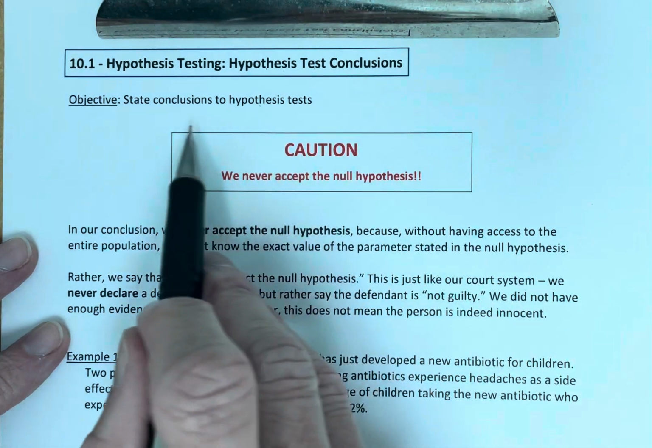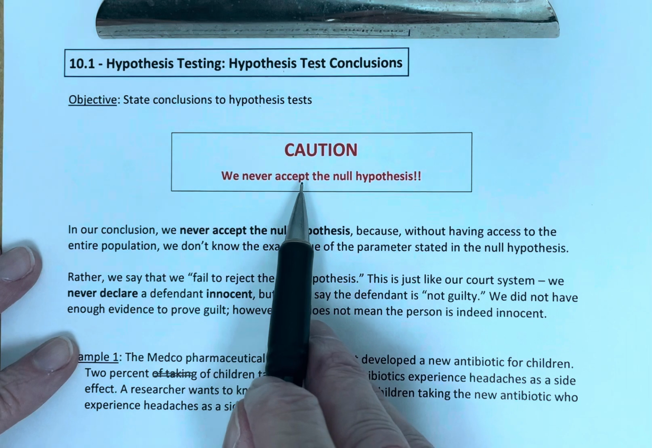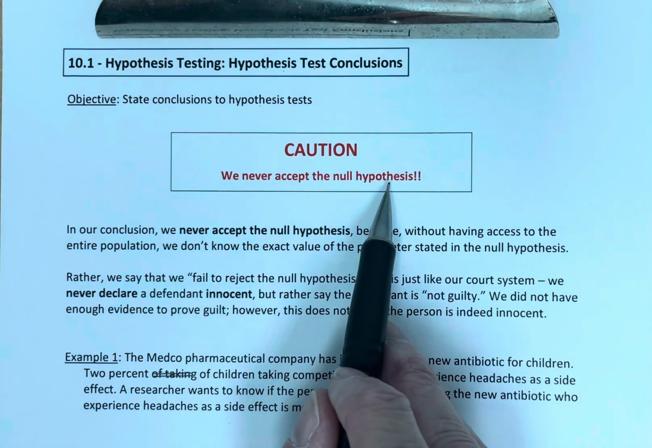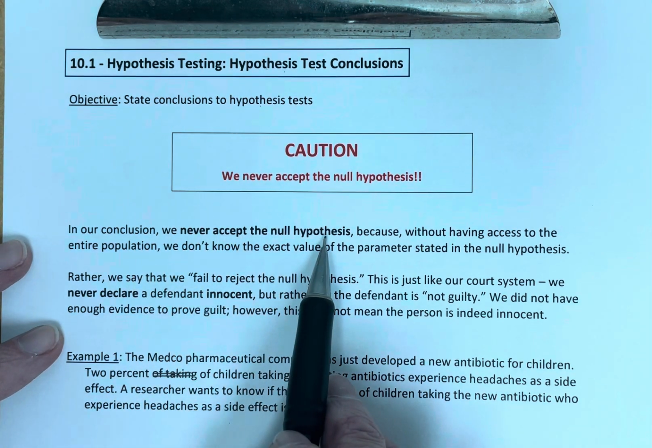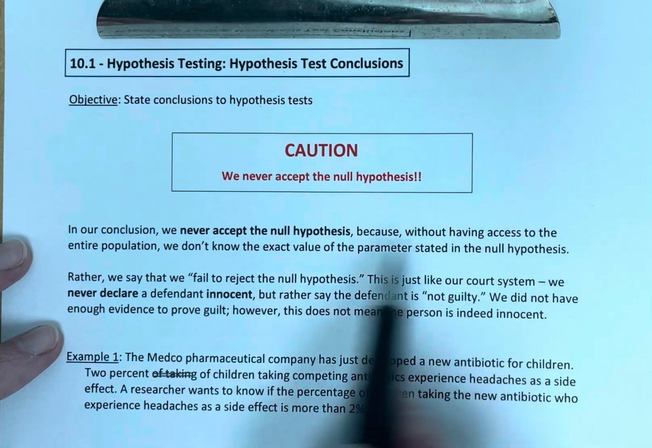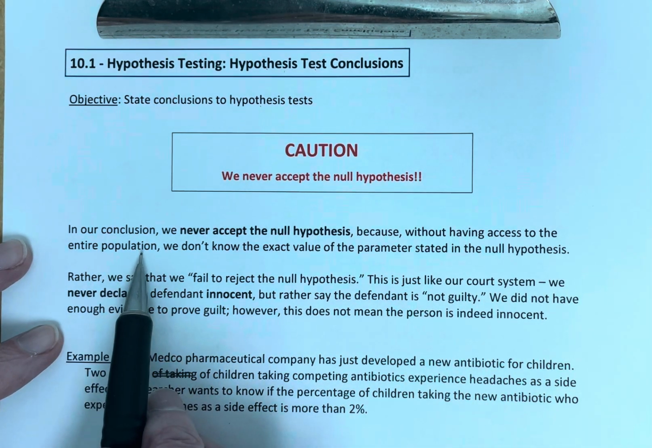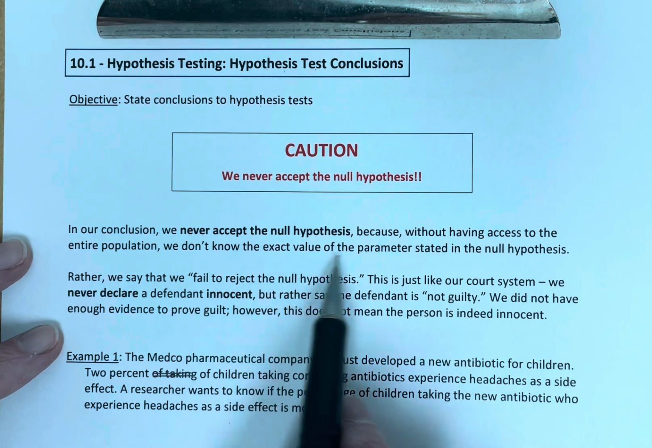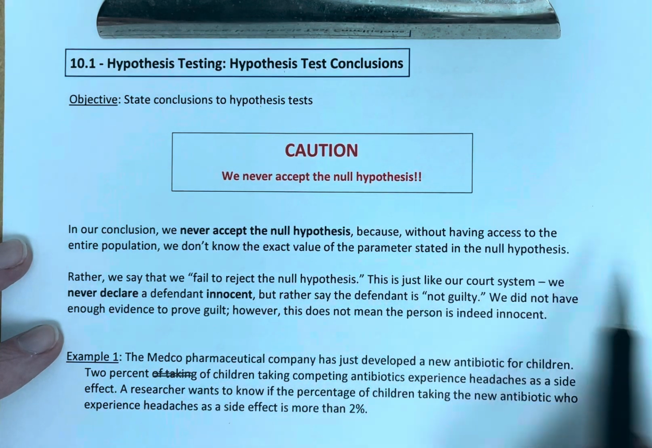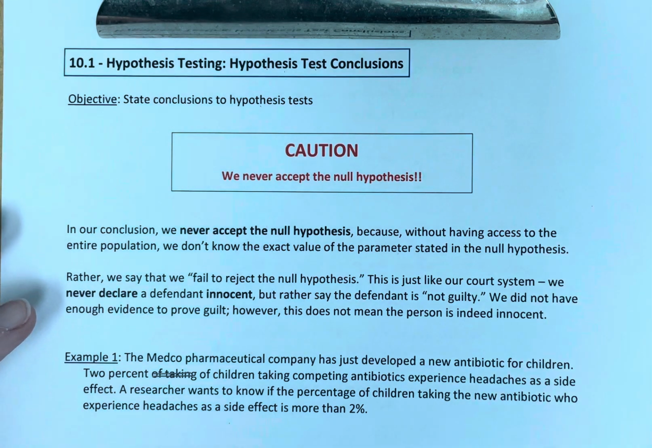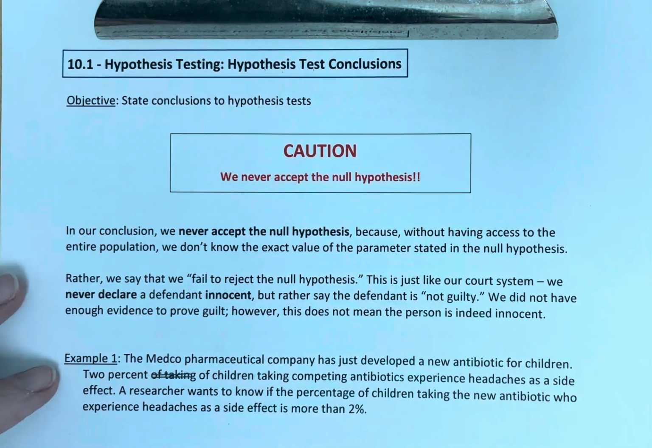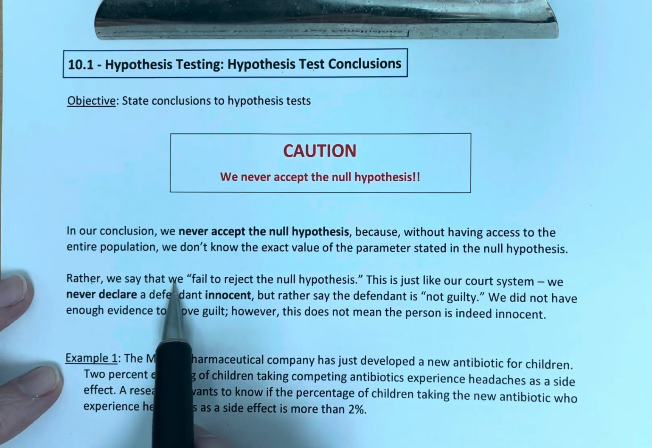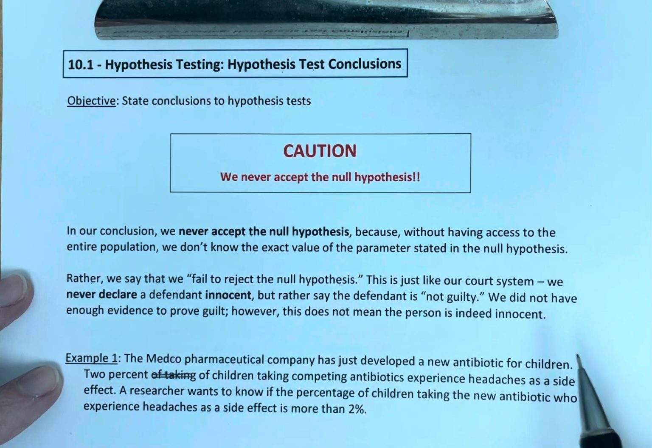Caution, and in a box, in red, in large letters, we never accept the null hypothesis, okay? In our conclusion, we never accept the null hypothesis because without having access to the entire population, we never will know the exact value of the parameter stated in the null hypothesis. We're hypothesizing. So we never totally accept it. We just fail to reject it. Rather, we say that we fail to reject the null hypothesis.